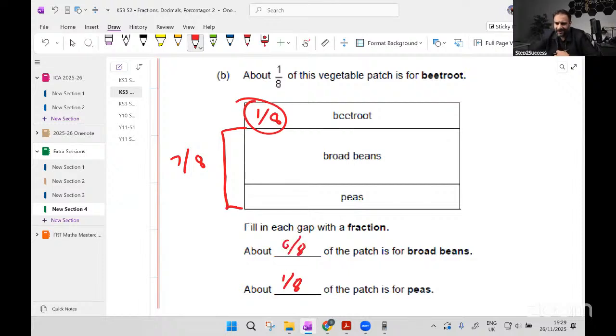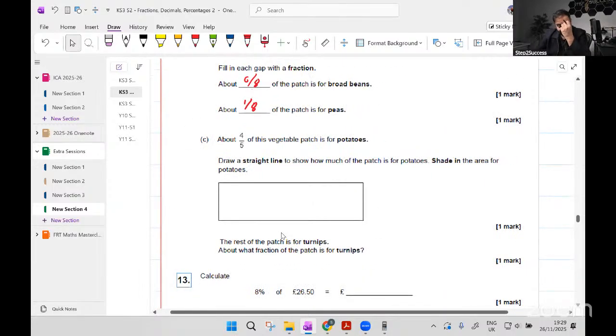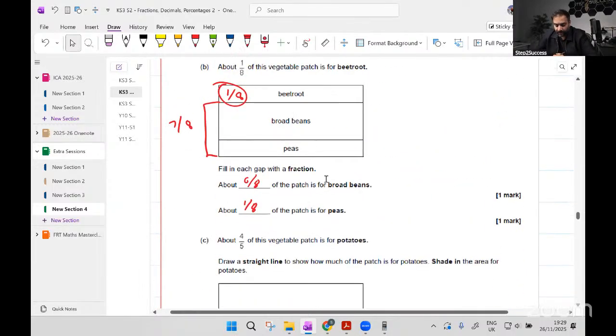The mark scheme doesn't quite say that, but I'm going to stick with my gut here because I think that is correct. Yeah, that's what I would go with. And then, because it has to add up to one whole, right? 1/8 plus 6/8 plus 1/8 is one whole.